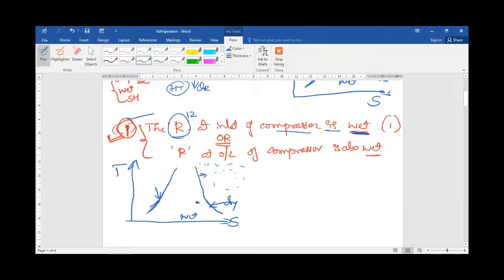Wherever you can consider here, but always compression will be on the right hand side. So point number one is here. Now, what type of compression in the refrigeration? It is isentropic compression. So always we have to draw one vertical line. So point number one is the beginning of compression in the compressor component. That is in the first place.